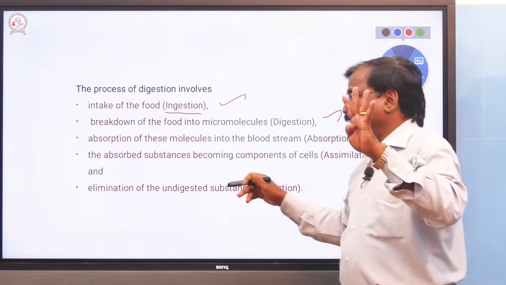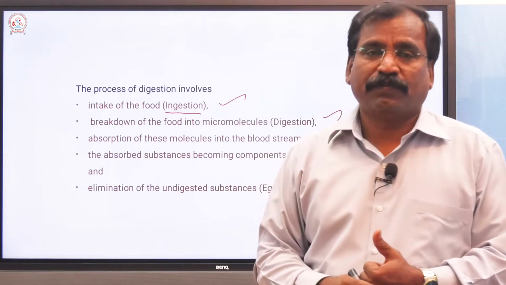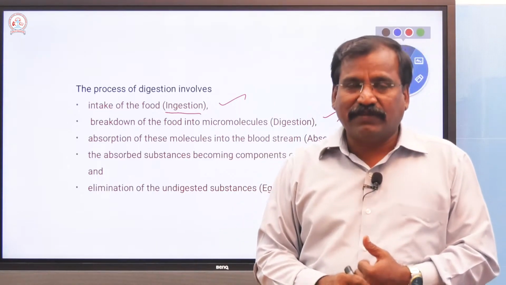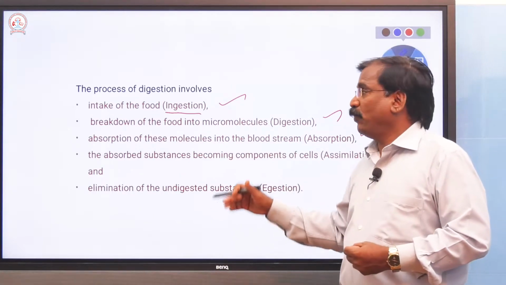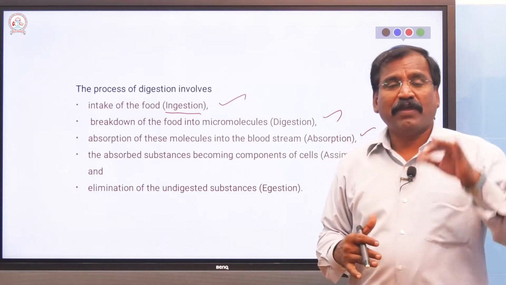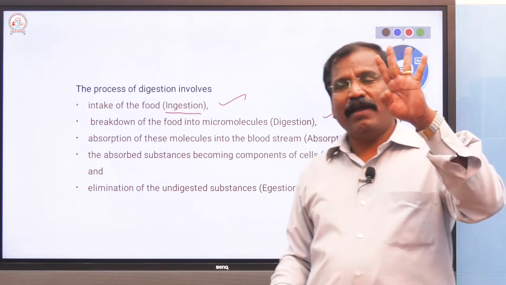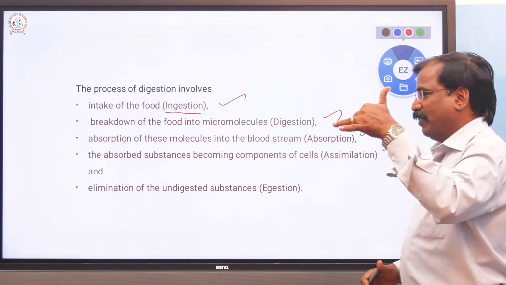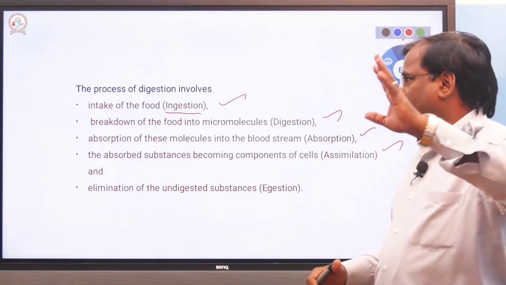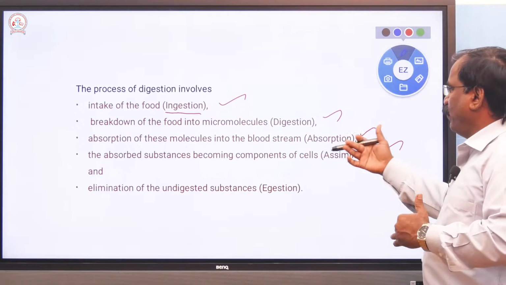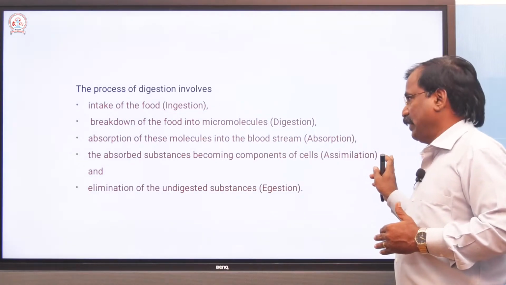And fifth is the egestion. Finally, undigested waste materials are sent out from the body as feces, as stools. That is called elimination. So what are the processes in nutrition? Ingestion, digestion, absorption, assimilation, and egestion. So food undergoes these changes. First, taking food. So these are the phases or processes in nutrition.